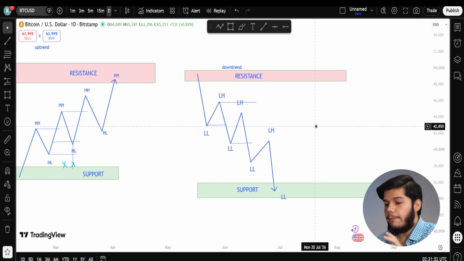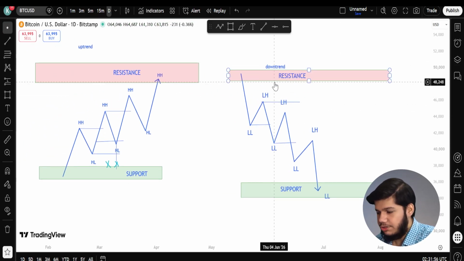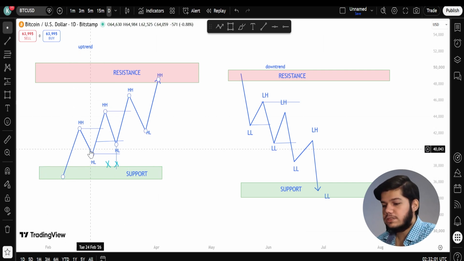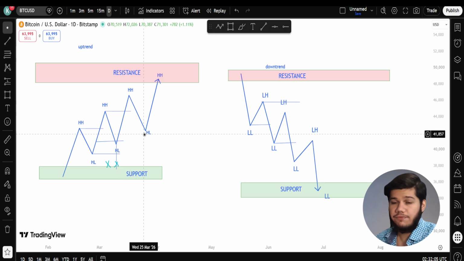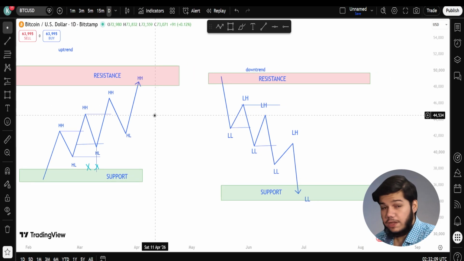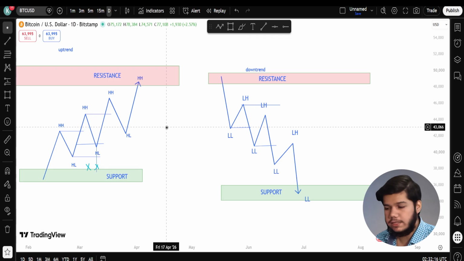Now, if you combine the uptrend and the downtrend side by side, you will see that whenever the price touches the support, it will start to rally upwards and make higher highs and higher lows, which will eventually bring you towards an uptrend. And now we are talking about the higher time frames, not the smallest time frames. We are talking about the 4 hour, daily, or the weekly time frame.